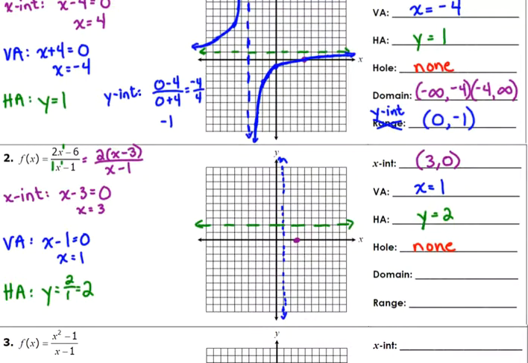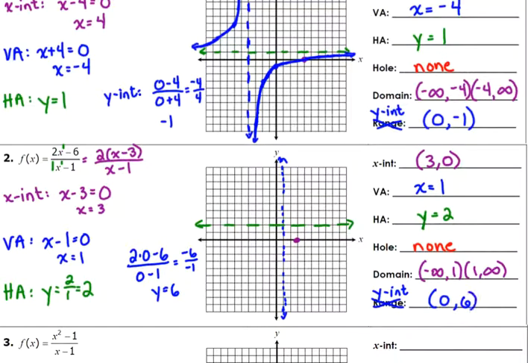The domain for this function: we start at negative infinity. We're good until we get to positive 1. Positive 1 is where our function is undefined. And then we continue on to positive infinity. Our y-intercept: plug in 0 for x. 2 times 0 minus 6 over 0 minus 1. So that's negative 6 over negative 1. y equals 6. (0, 6) is our y-intercept. Okay, plot your y-intercept.